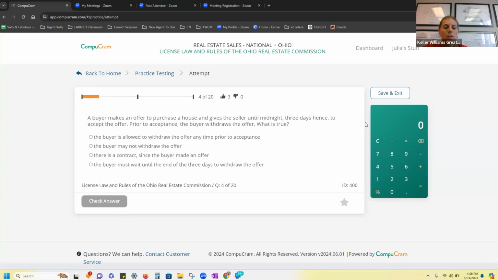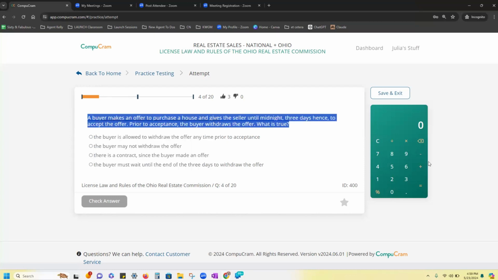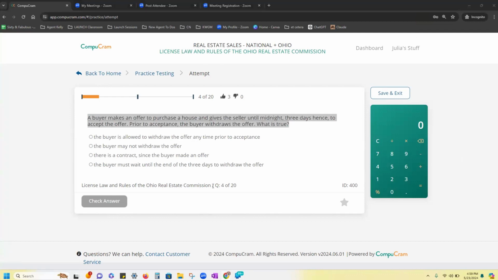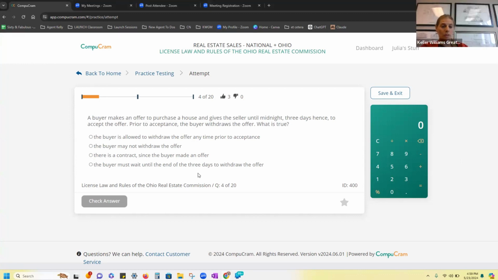A buyer makes an offer to purchase a house and gives the seller until midnight, 3 days hence, to accept the offer. Prior to acceptance, the buyer withdraws the offer. What is true? A, the buyer is allowed to withdraw the offer anytime prior to acceptance. B, the buyer may not withdraw the offer. C, there is a contract since the buyer made an offer. Or D, the buyer must wait until the end of the 3 days to withdraw the offer. I want to say D. Might be A though. I don't know. Any suggestions, Jocelyn? Mm, I'll say A.